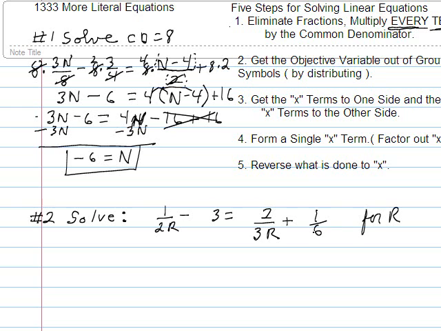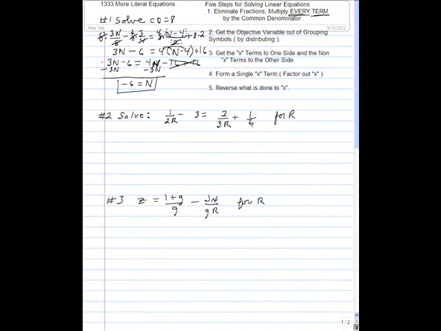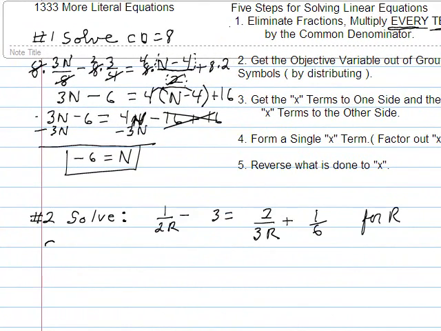So let's think about our common denominator in 2 different pieces. What's the number part? Well, the biggest number denominator is 6. The 3 divides it, the 2 divides it, so the number part of the common denominator is 6. But the denominator also has letters, but it only has one letter, r. So the letter part of the common denominator is r. So I want to multiply every term by 6r.